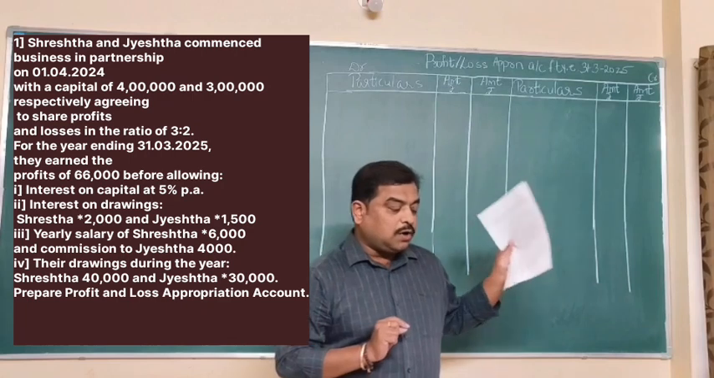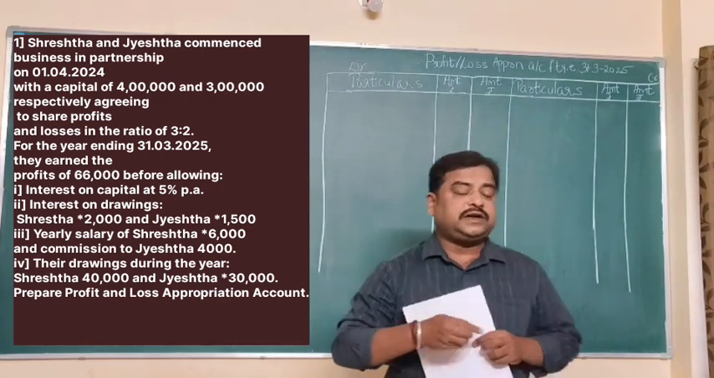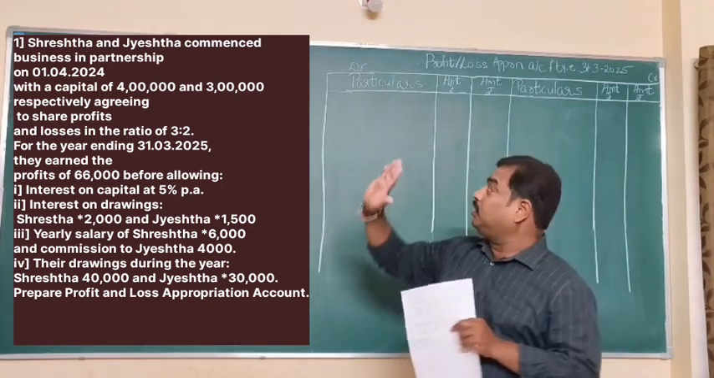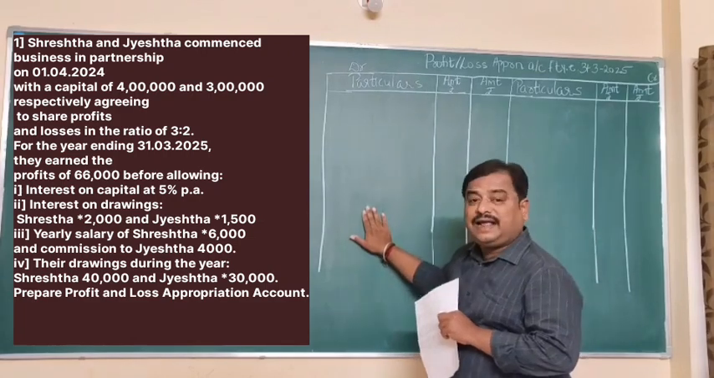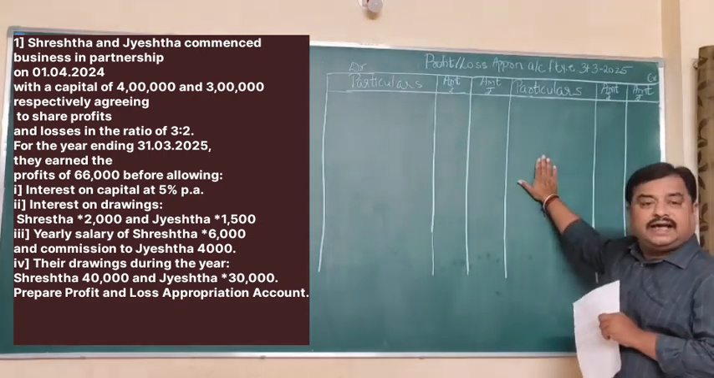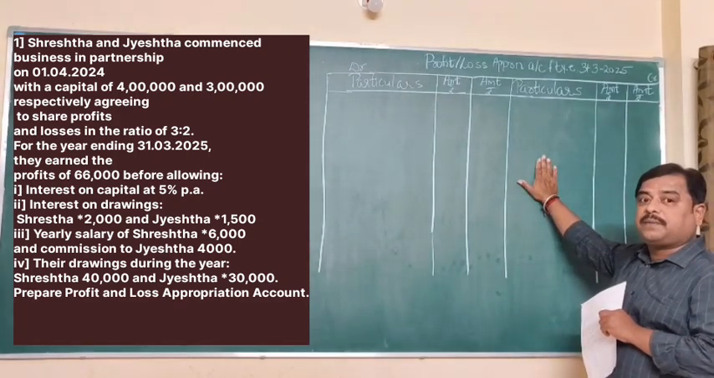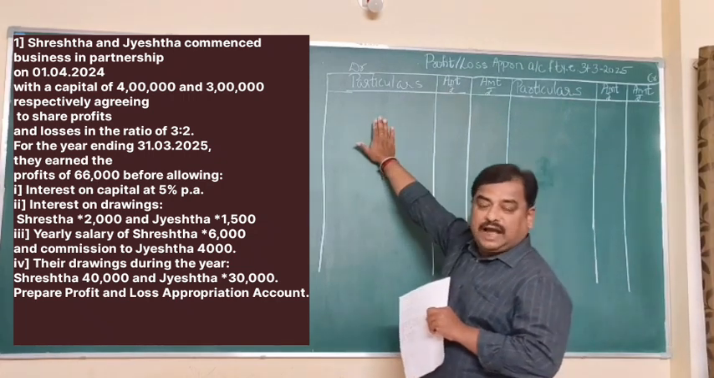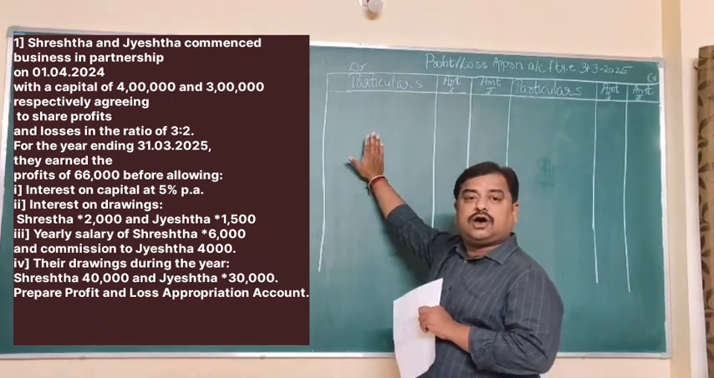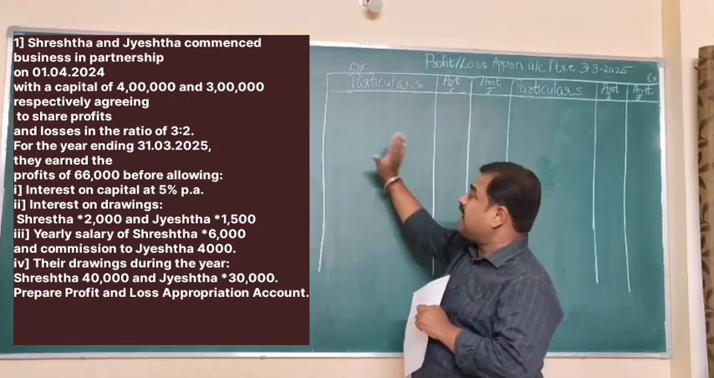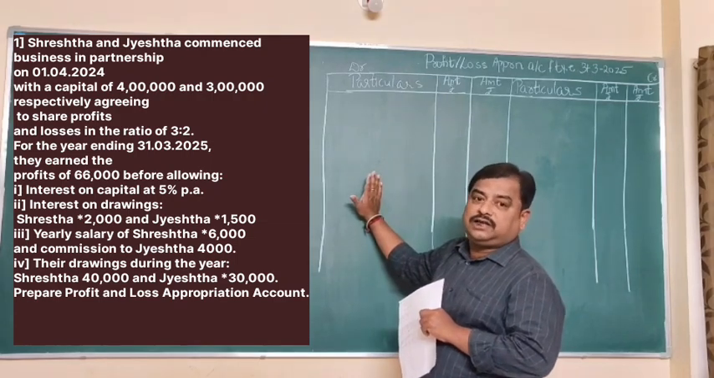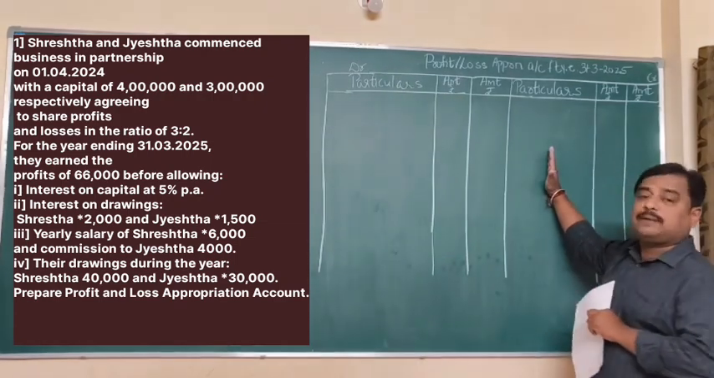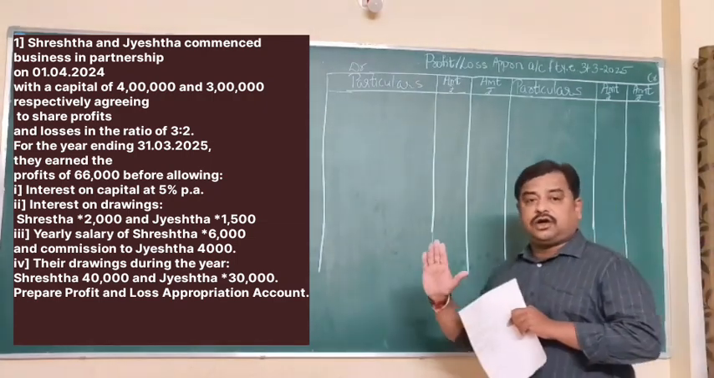According to the format just now what we discussed here, what are the adjustments that come? We have 4 adjustments here. 3 adjustments come on the debit side and 1 adjustment comes on the credit side. Which are the 3 adjustments coming on the debit side? Interest on capital, salary, bonus or commission payable to the partners and interest on partners' loan. And one adjustment which comes on the credit side is interest on drawings.